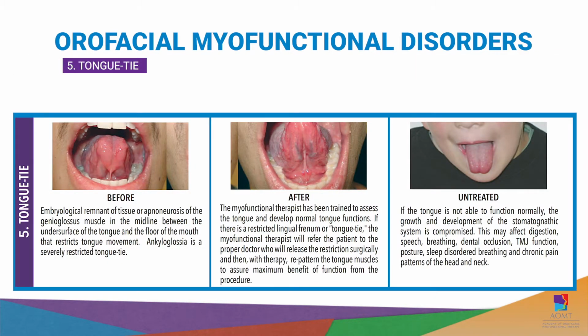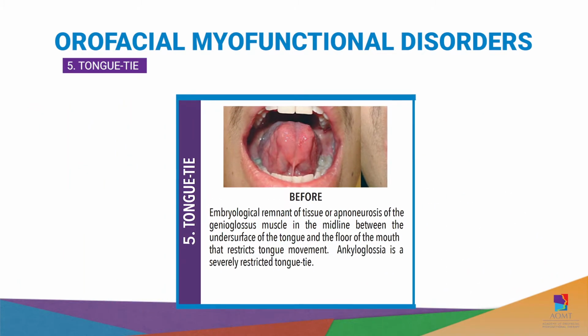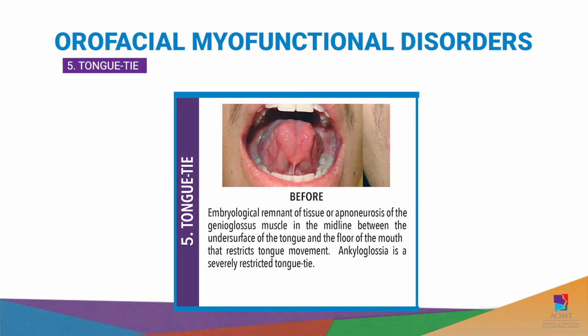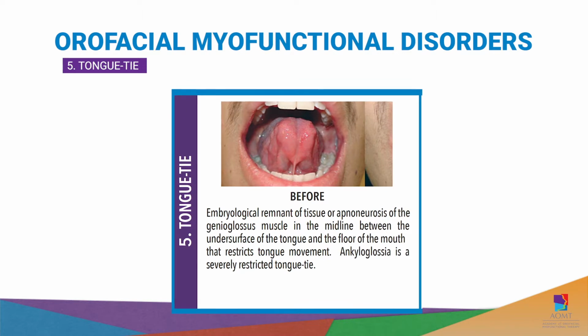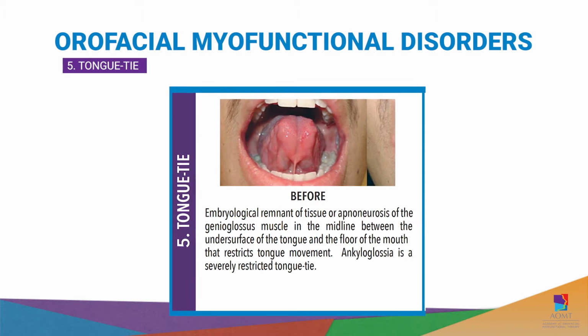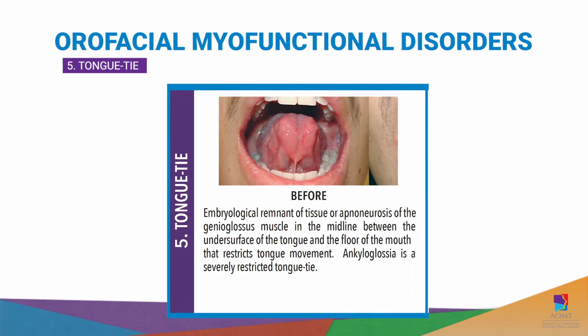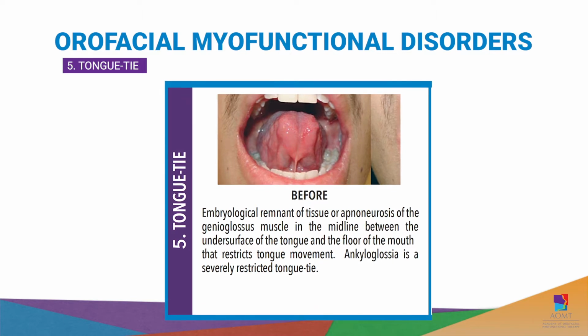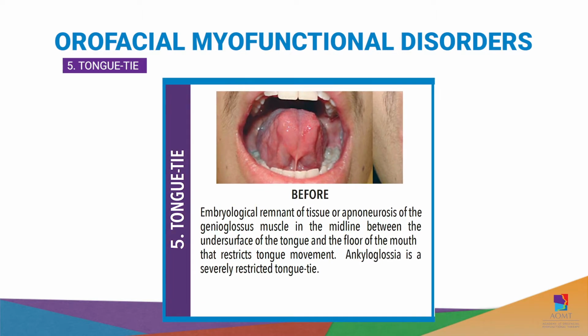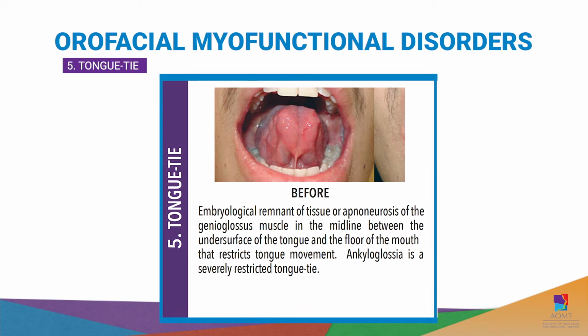Tongue tie. Embryological remnant of tissue or aponeurosis of the genioglossus muscle in the midline of the undersurface of the tongue and the floor of the mouth that restricts tongue movement. Ankyloglossia is a severely restricted tongue tie.